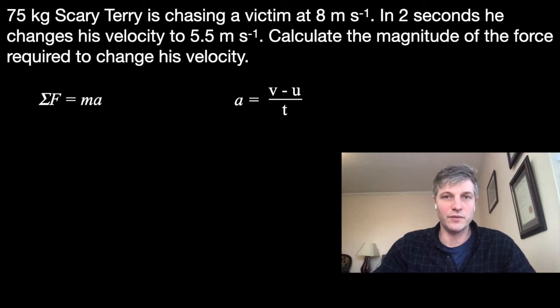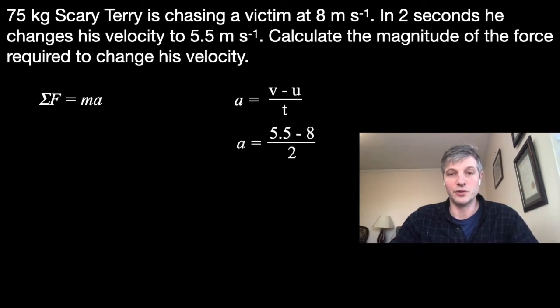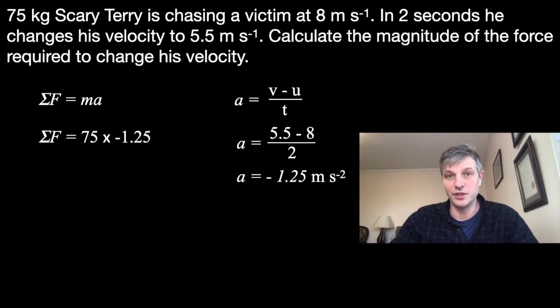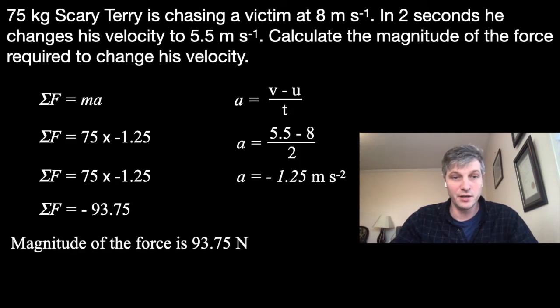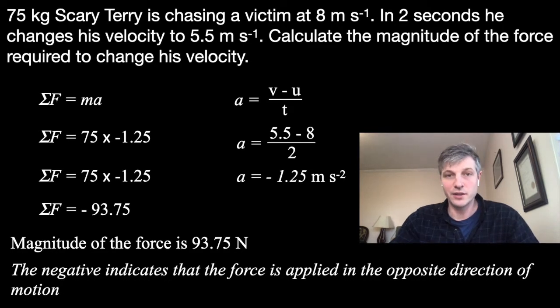So v minus u over t, change in velocity over time, will give us acceleration. So 5.5 minus 8 over 2 equals minus 1.25 meters per second squared. Now I can substitute those into Newton's second law, and I'll find myself with a nice equation equaling minus 93.75. So it has a magnitude of that, and all the negative does is indicate to me that the force is applied in the opposite direction of motion.